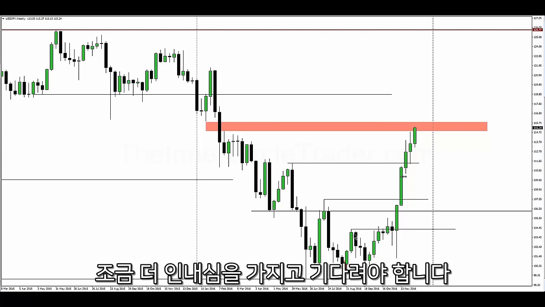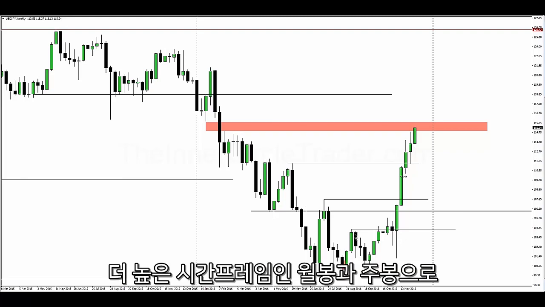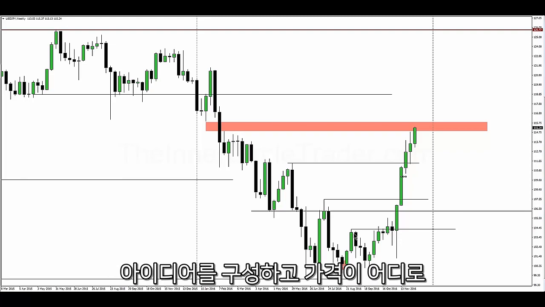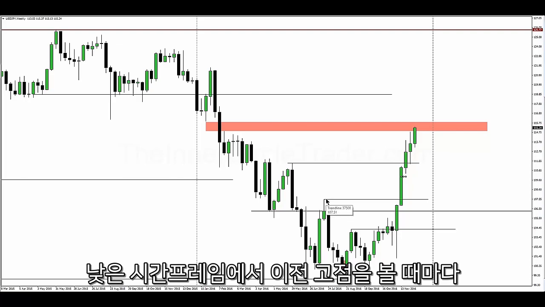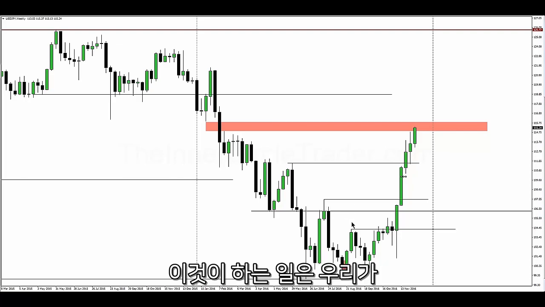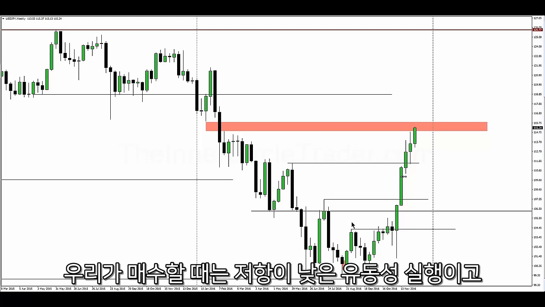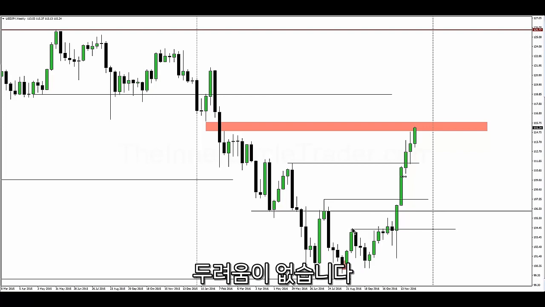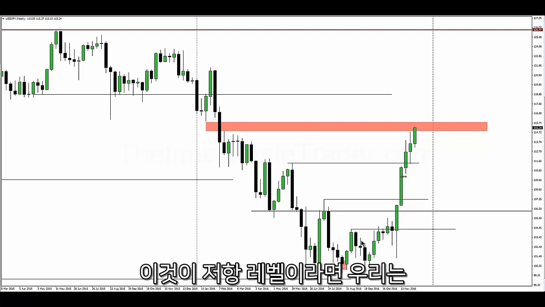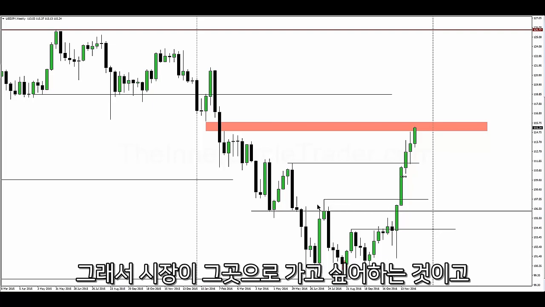But you have to sit on your hands and wait a little bit more. It's not much more; you just have to sit and wait. But framing the ideas with the higher time frame, monthly and weekly, and determining where they want to go, and keeping that perspective in mind every time we look at an old high when we're bullish on these lower time frames, is going to build a model where we can see clearly that it's a low resistance liquidity run when we buy. We don't have any fear of looking at that as a resistance level. We will see the market want to draw up to those levels because there are buy stops above that. That's why the market wants to go there.